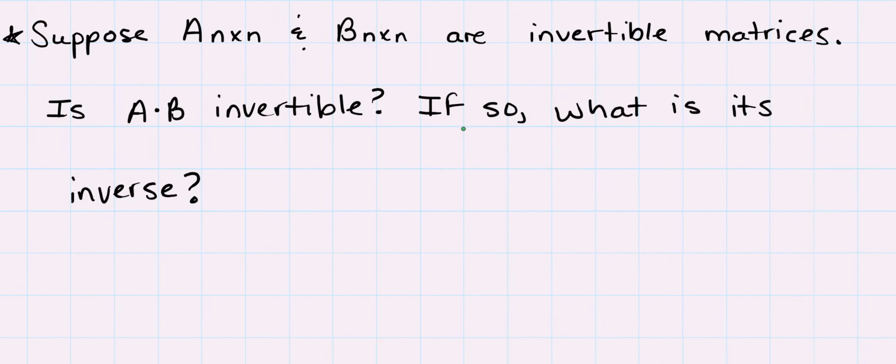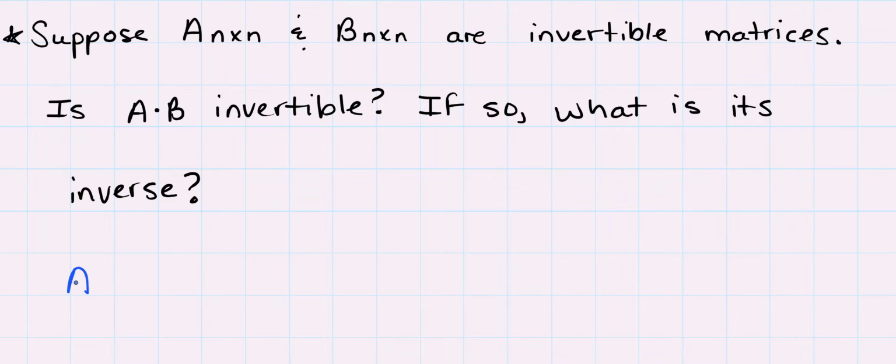Here's an interesting question. Suppose A is n by n and B is n by n, and these matrices are invertible. So both of these matrices have an inverse. I'm not saying that B is the inverse of A, I'm just saying that both of them are invertible. Is A times B invertible? And if so, what is the inverse? Okay, let's see if we can solve this.